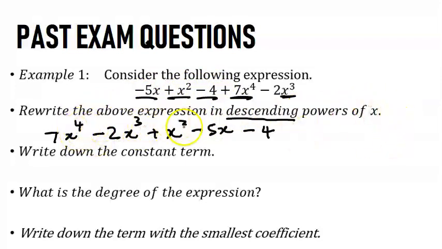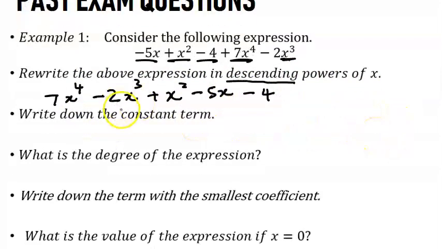So 4, 3, 2, 1, and then the constant term last. So write down the constant term. There's the constant term there, negative 4. What is the degree of the expression?